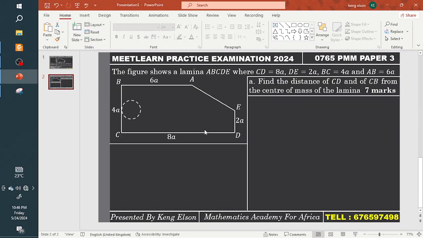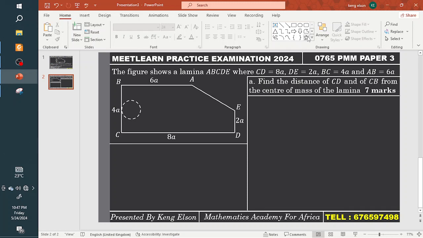Okay, let's go back. Now, find the distance of CD and of CB from the center of mass. So it's the same as distance of the center of mass from CB and CD. So, I've not started animating. I'm still to animate, but for me to animate, I must first of all arrange my solutions the way I want them to look on my slide.